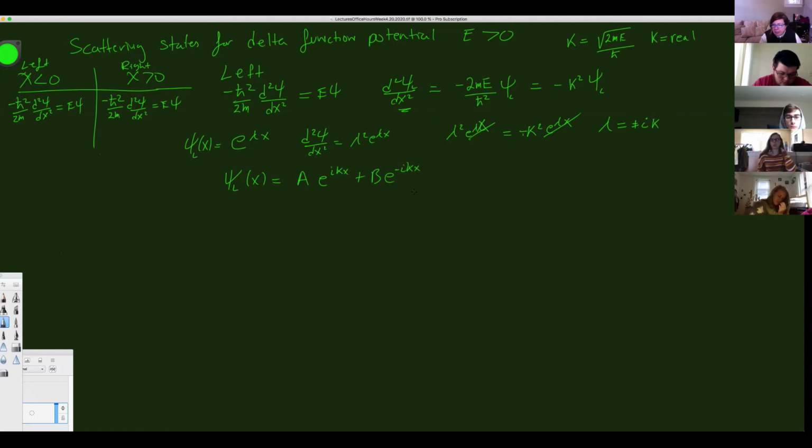Remember, this is the left, right? They don't blow up because they're oscillatory. So even if you put a minus infinity here, you get e to the plus ik infinity. That's just oscillating, right? These are just sines and cosines. It's like, what's the sine of infinity? Well, it wraps around infinitely many times.